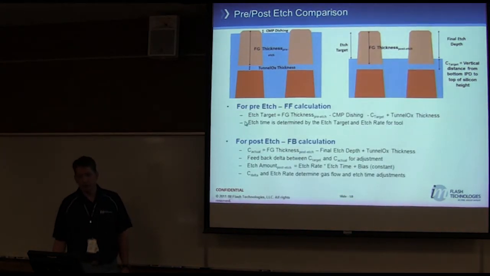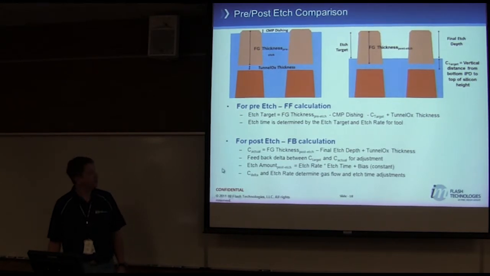So here's the model that we derived for this one. Our edge target equals the pre-thickness minus the CMP dishing minus the target plus the tunnel oxide thickness. That's our model. So we have to hit that equation with all of our metrology to make the best recommendation as we can.